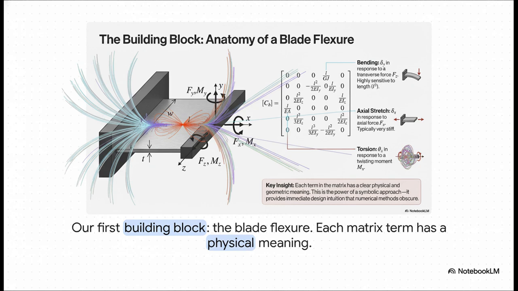And here is where you can really see the power of this whole idea. Let's take our very first building block, a simple blade flexure. Now look at its compliance matrix on the screen. This is so cool. Every single number in that grid means something real, something physical. This one tells you how it bends, that one tells you how it stretches, and this other one over here, that's torsion. See? It's not a black box at all. It's a crystal clear blueprint.